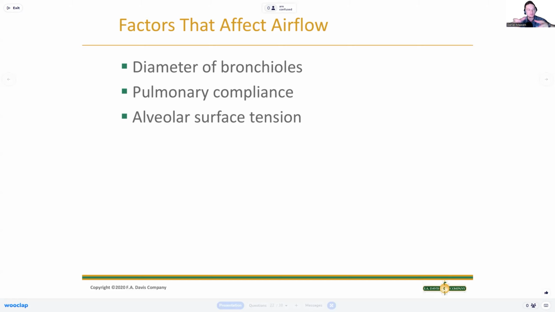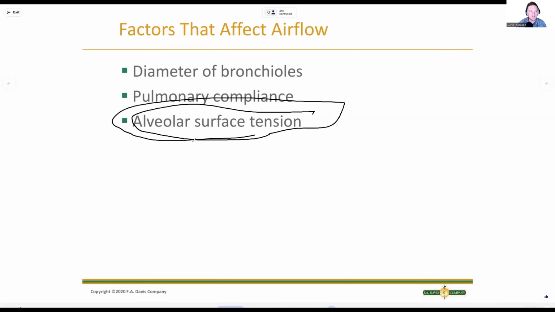Now the lungs can't stretch as well. And the last is called alveolar surface tension. So the alveoli, this is an important one. I'd say out of all of them, the highlight here is alveolar surface tension. Okay. Here. So alveolar surface tension is something that we've got to pay attention to.